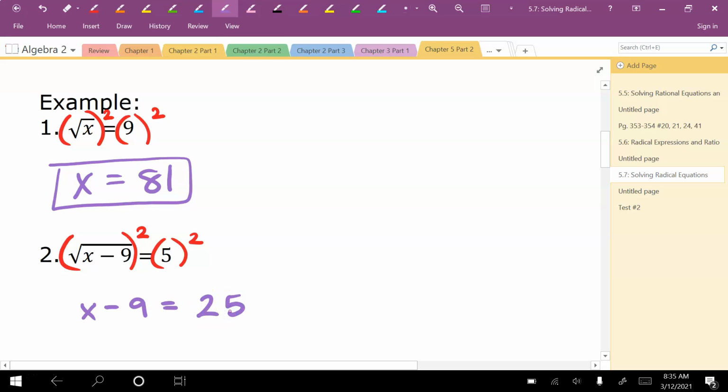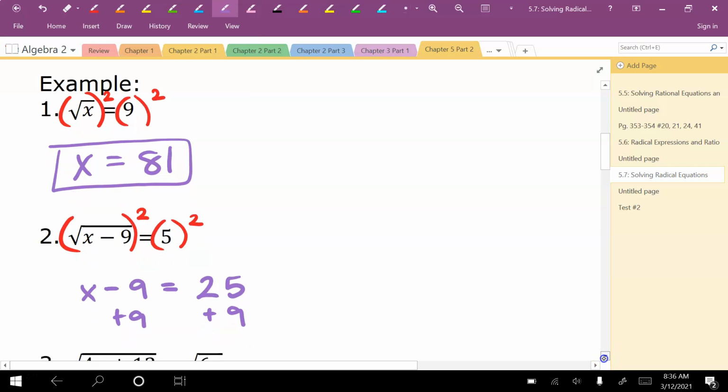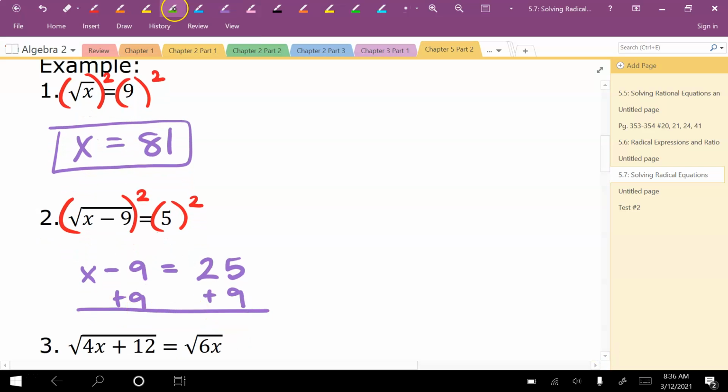Okay, so we got rid of the square root. Now we can solve this by adding 9 over. So we're going to get x equals 34.